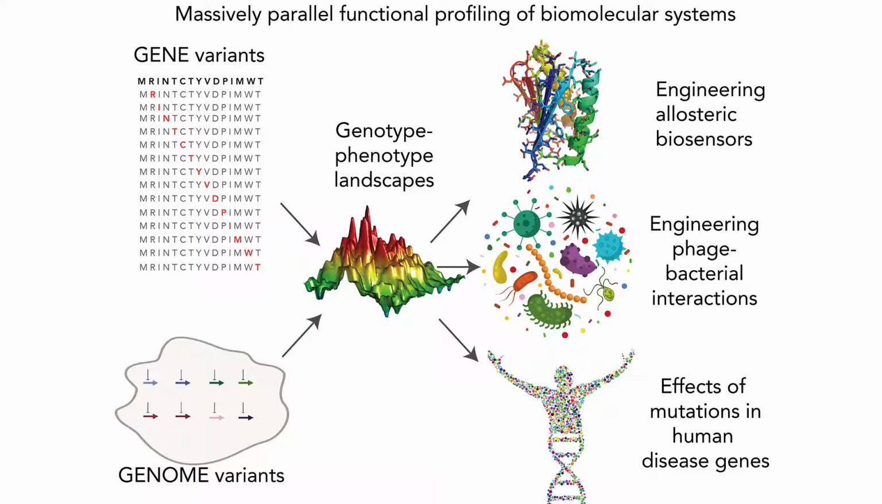Using these principles, we apply them to three application areas. First is engineering allosteric biosensors. Second is engineering bacteriophages, or phage-bacterial interactions. And third is mapping the effect of mutations in human disease genes.